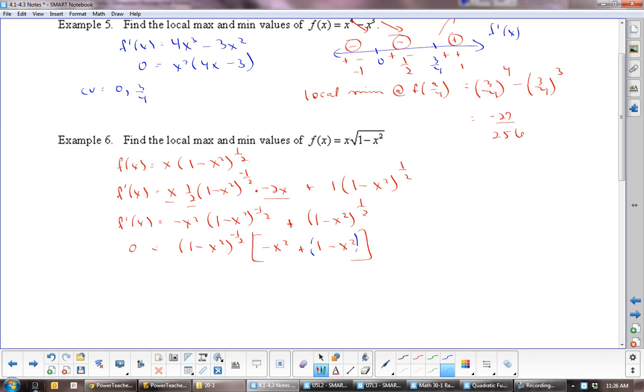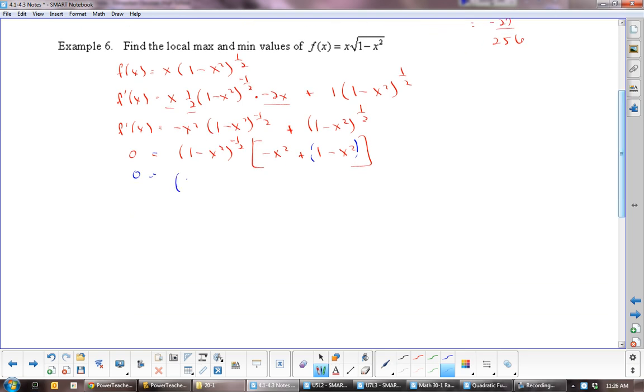You can kind of still leave this in brackets if you want, because 1/2 minus a half is 1. Okay? And then you can see that 0 equals 1 minus x squared to the negative half times negative 2x squared plus 1. And really, I could put 1 minus 2x squared, so I could keep that over 1 minus x squared to the half. Or you could put the square root sign there. Doesn't matter.